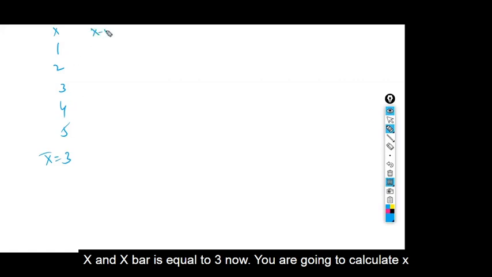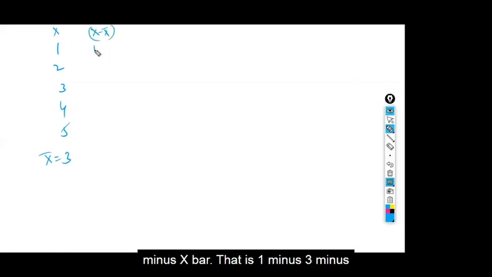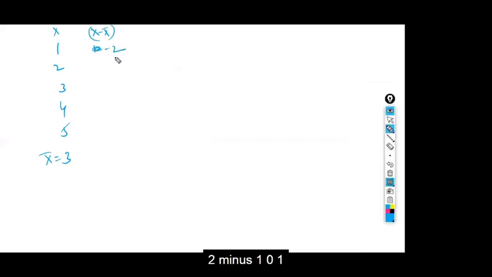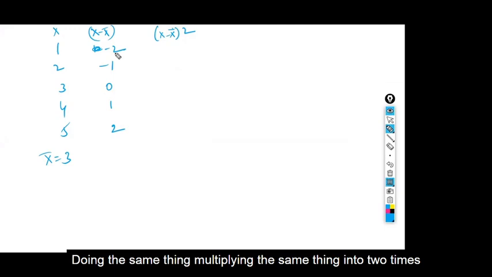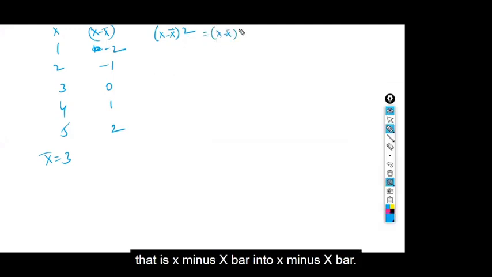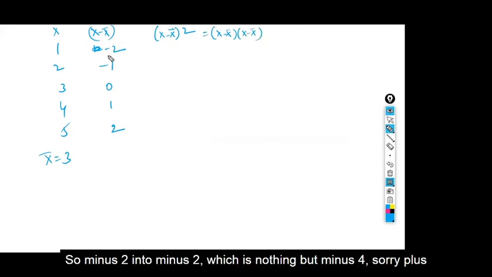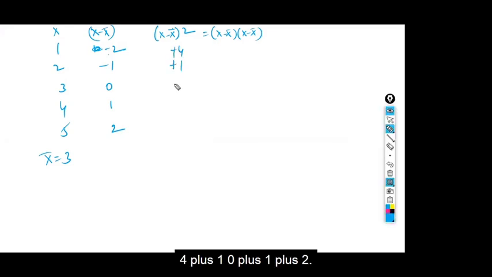Now you are going to calculate x minus x bar. That is 1 minus 3, minus 2, then minus 1, 0, 1 and 2. Now x minus x bar whole square. What is meant by whole square? Doing the same thing, multiplying the same thing two times, that is (x minus x bar) into (x minus x bar). So minus 2 into minus 2 is plus 4, then plus 1, 0, plus 1, plus 4.